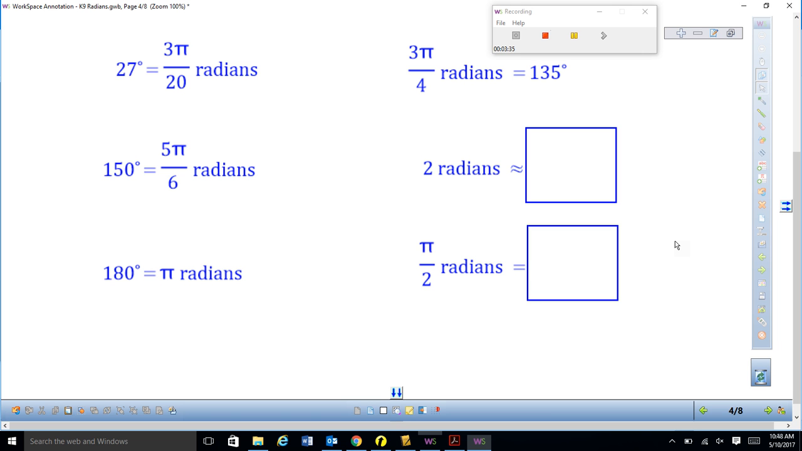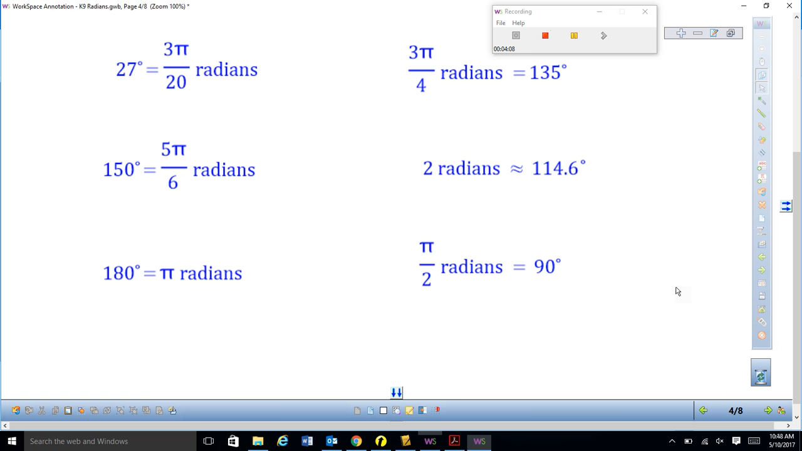If I have 2 radians, so there's no pi in this one, we're going to have to approximate. So 2 times 180 over pi gives us about 114.6 degrees. Pi over 2 radians times 180 over pi gives us 90 degrees.